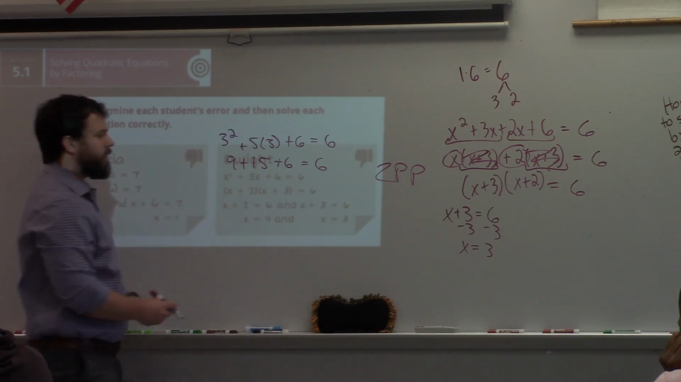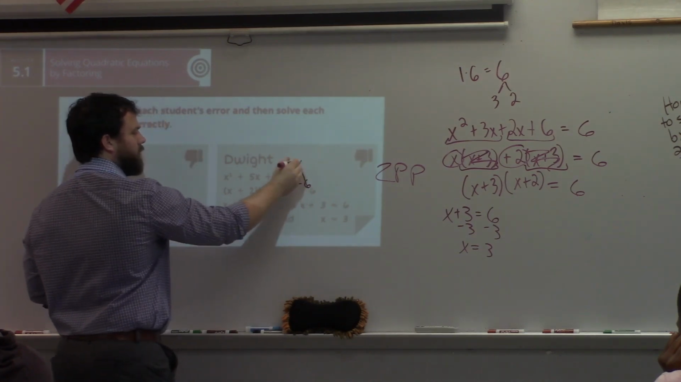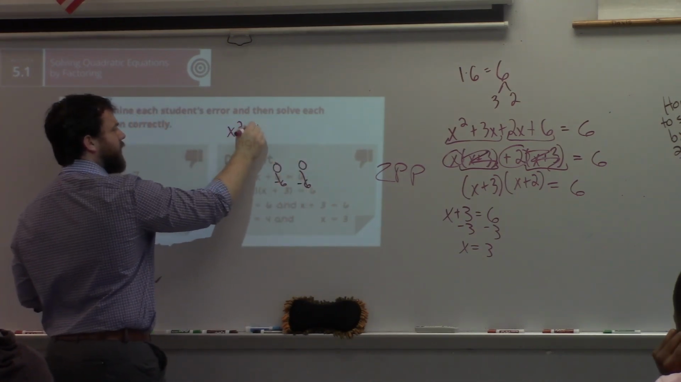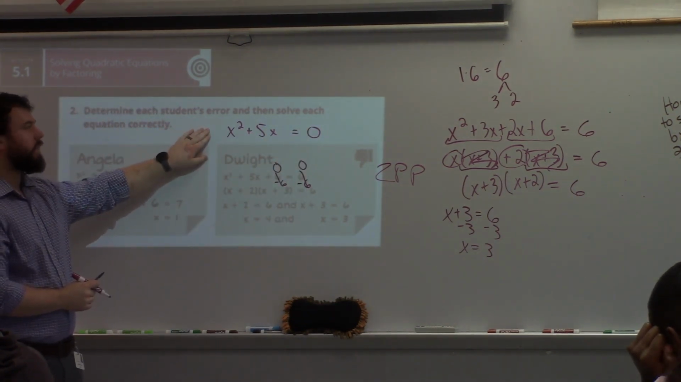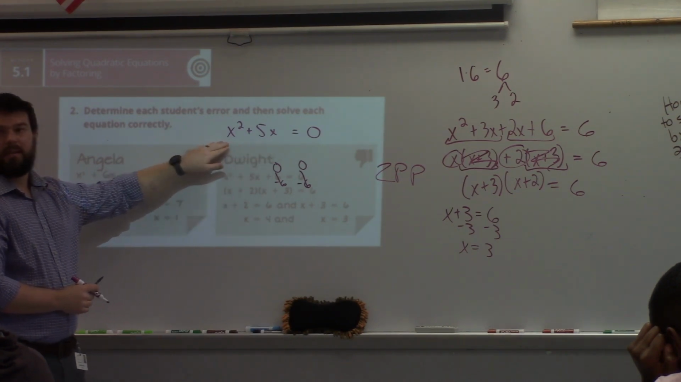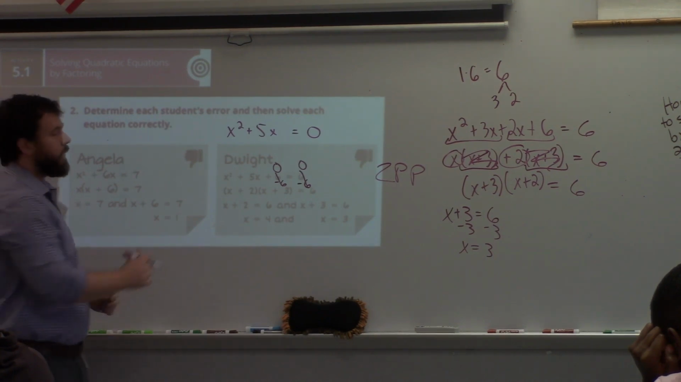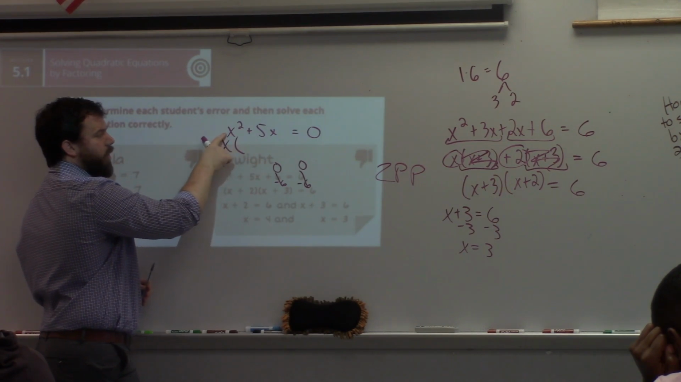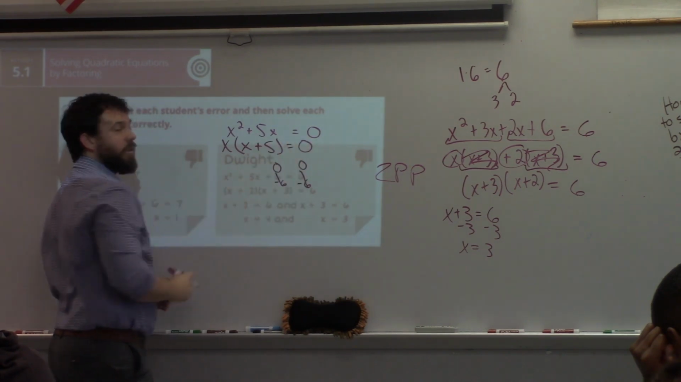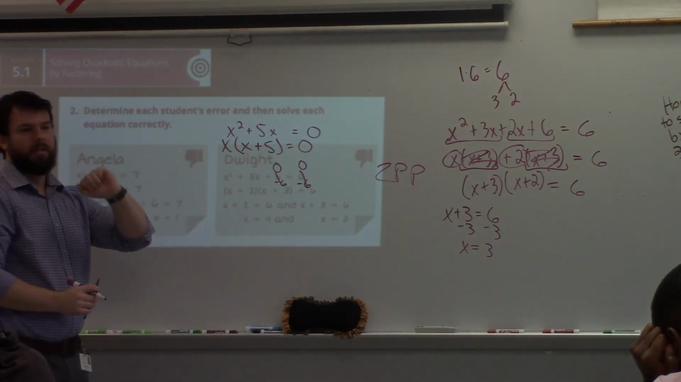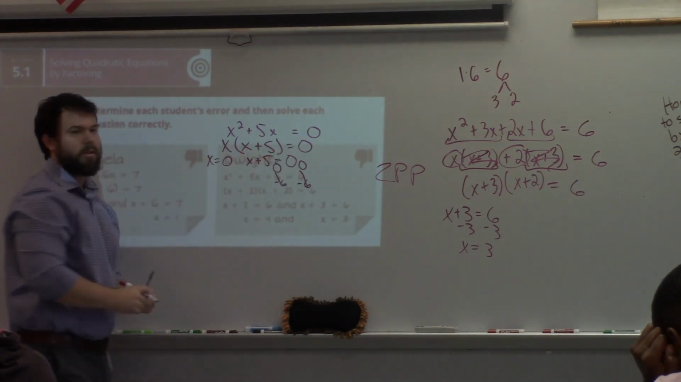What should Dwight have done first? Subtract 6. And then he would have had x squared plus 5x equals 0. This is why the first step I have up there is factor out the GCF. Do these terms have anything in common? Yes, they both have a factor of x, don't they? So if I factor out that x, I'm left with x plus 5, and that's equal to 0. Can I use my zero product property now? Yes. x equals 0, and x plus 5 is equal to 0.